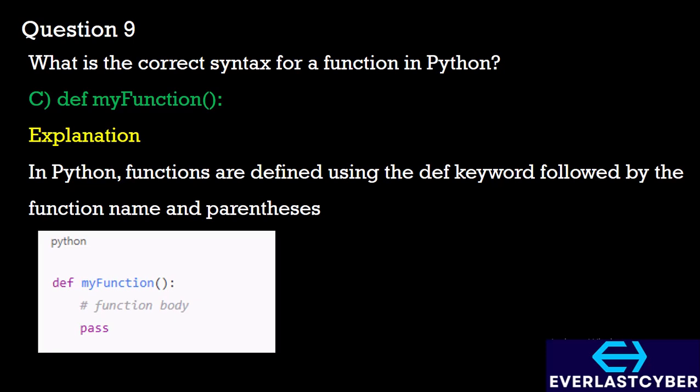So I attached a screenshot of what a correct function will look like in Python. Def is the keyword to define the function. My_function is the name of the function. Parentheses is where any parameters would go. The colon marks the start of the function body, and the indented code is the body of the function. So our answer here is option C.